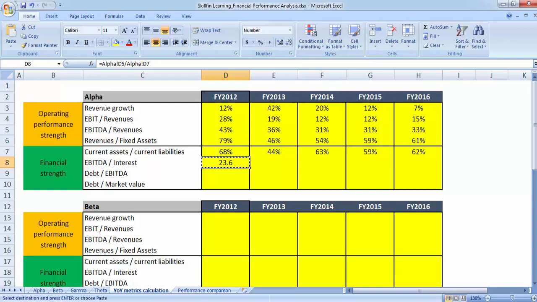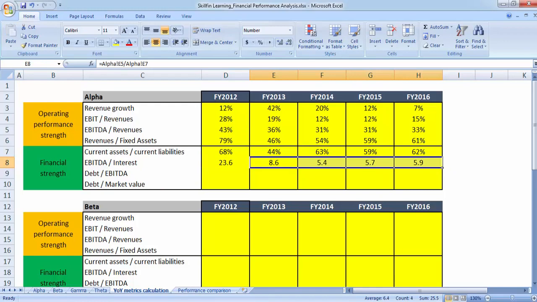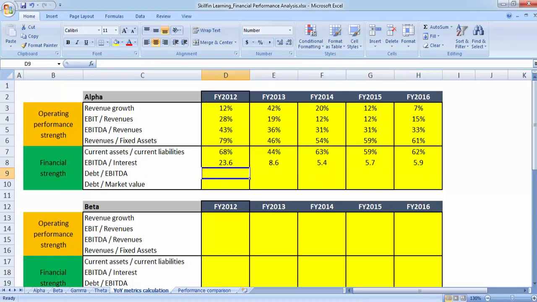I press Ctrl C and I simply paste it to the right. Notice how this number has gone down over the years. The larger the number, the better it is from the company's financial strength perspective. Let's calculate the next metric now. The next metric is debt to EBITDA ratio.